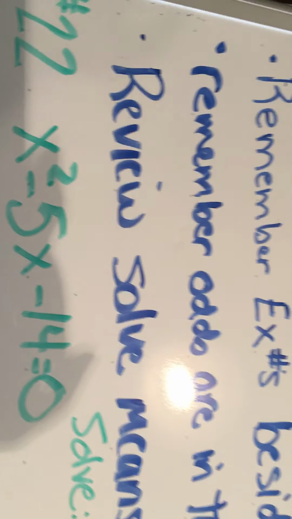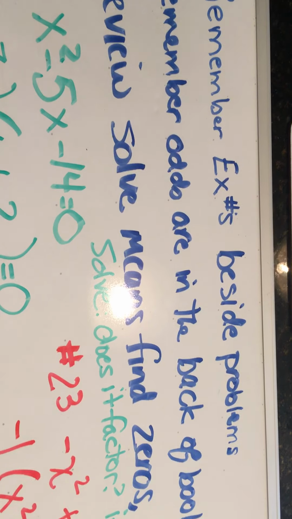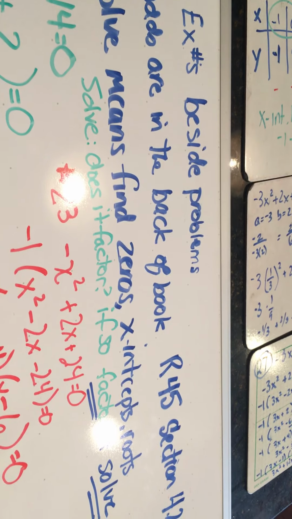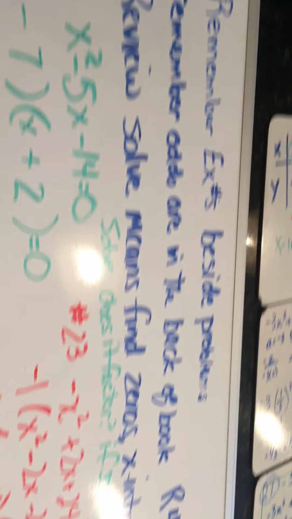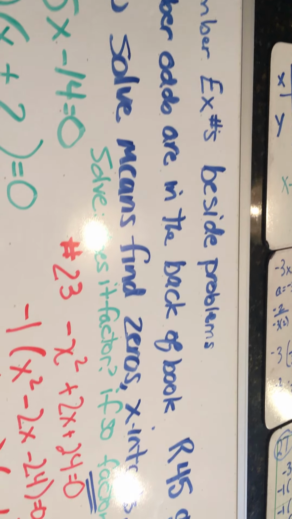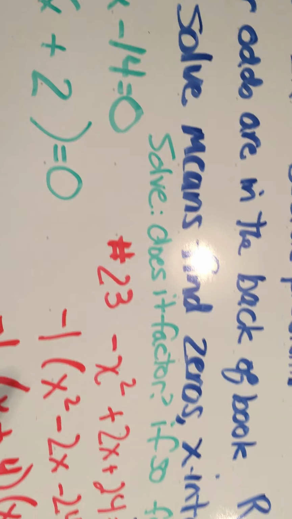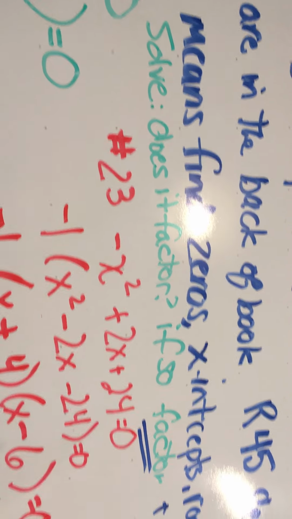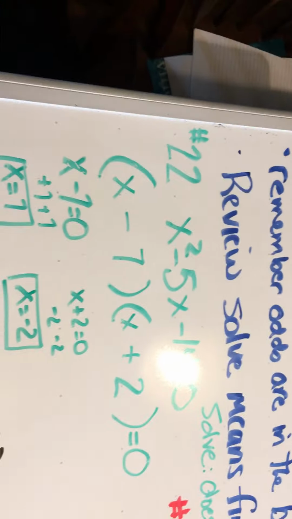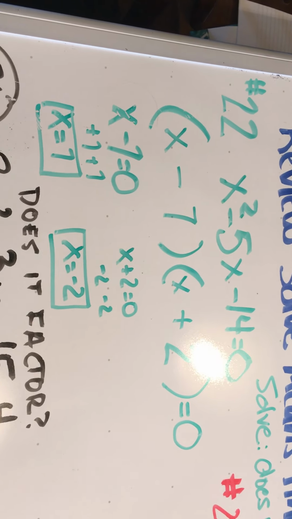Okay. At the top here, I've got examples, numbers beside the problems. Those lime green numbers will help you. The second thing is remember the odds are in the back of the book, and we are at R45 for this section. And the next review is something would be solve means to find the zeros, the x-intercepts, and the roots. Okay? Solve. Does it factor? If so, factor and solve it. Find its zeros. Now, when you're doing that, if you get confused, go back to your worksheets that we did before we went to chapter 12. You have a lot of good resources.